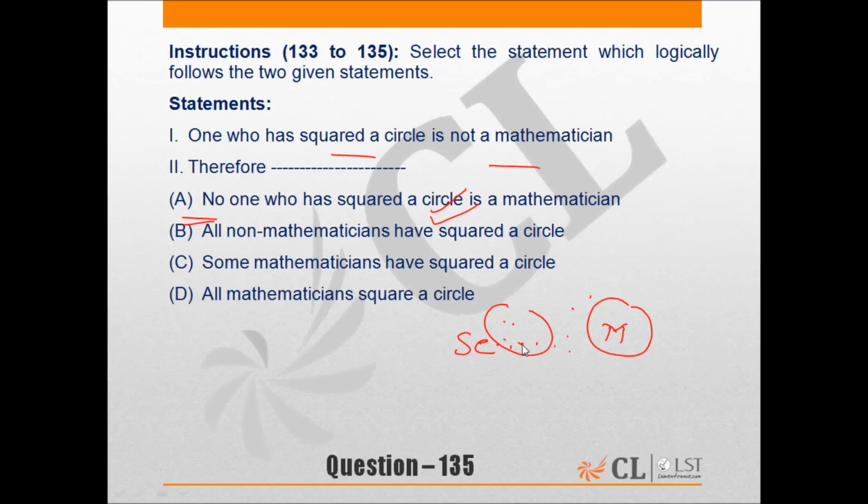Some mathematicians have squared a circle. This clearly goes against the given statement. Option C is wrong. All mathematicians square a circle. This again contradicts the given statement. Hence, this is also incorrect.